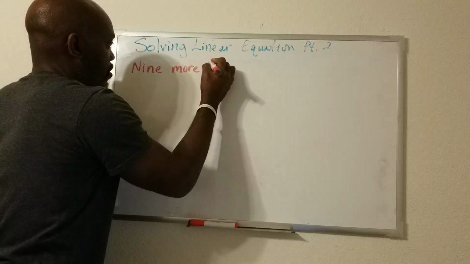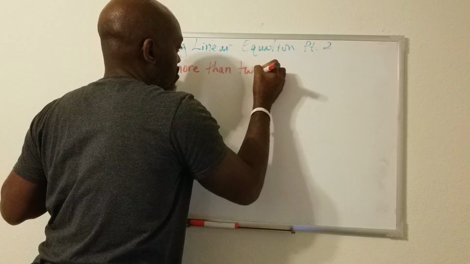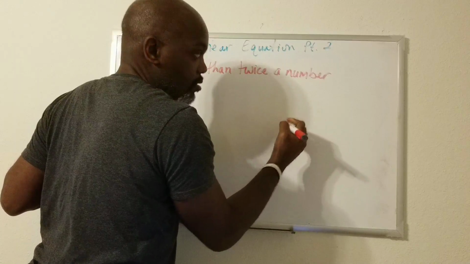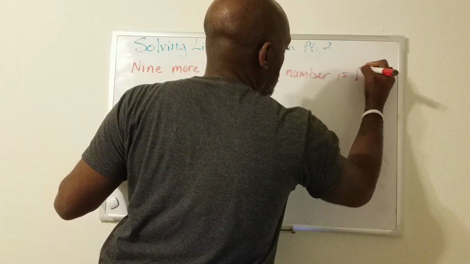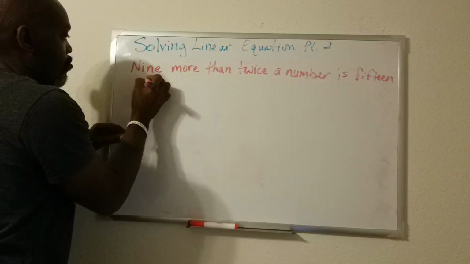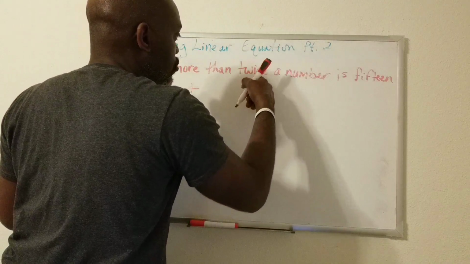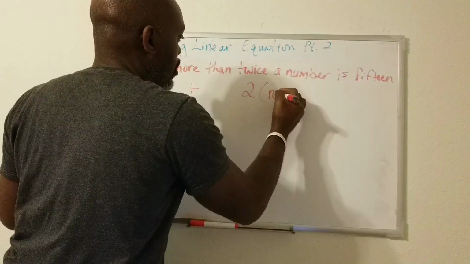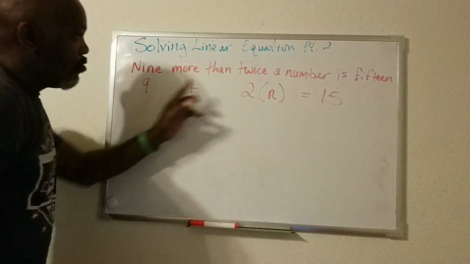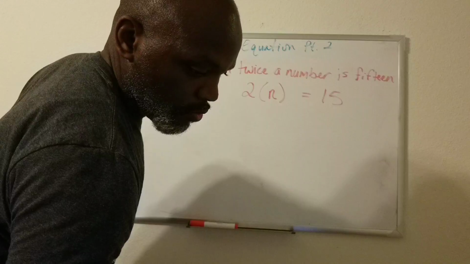9 more than twice a number is 15. Okay, so 9 more than is plus, twice is 2. Twice is 2 times a number equals 15. So you've written out your equation. And then it says to solve and find out what the number is. What is that number?